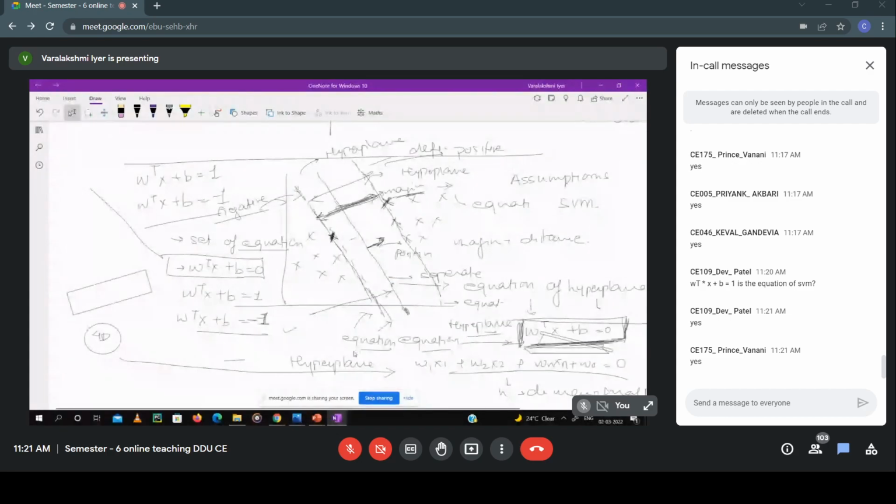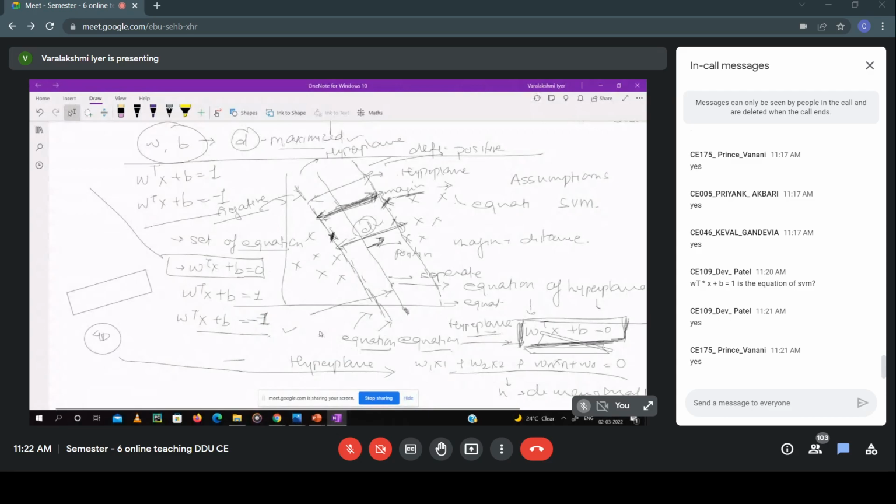Okay. So now what we'll be trying to do is maximize this margin distance. That is, we'll be trying to identify what this distance D is, this distance value D which we have to maximize, and ultimately we have to find the values of W and B such that this distance D is maximized.